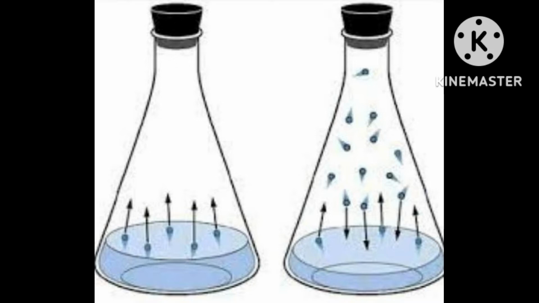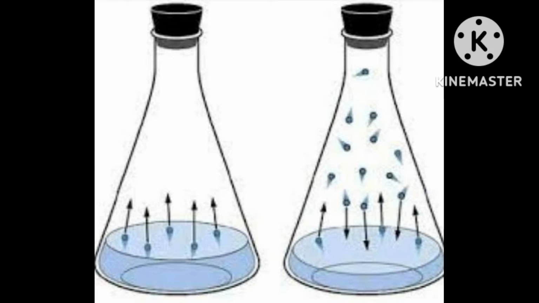Water and water vapors are in equilibrium at what condition? The pressure should be 1.013 bar and the temperature should be 100 degrees centigrade in a closed vessel. Only then will they be in equilibrium. This is the condition. The boiling point of water is 100 degrees centigrade.